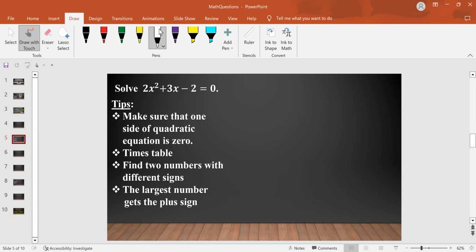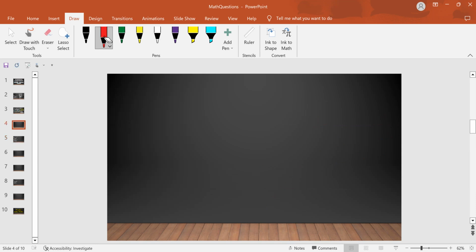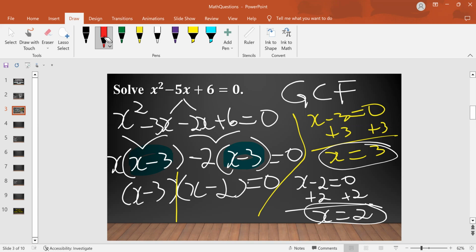Solve 2x squared plus 3x minus 2 is equal to 0. Okay, you have to understand that this equation has a coefficient for the x squared, and that coefficient is 2. But the first equation we solved, the coefficient was 1. So it's like an invisible 1. Okay, so when the coefficient is not 1, that means you have to pay attention to the two numbers we're going to find.